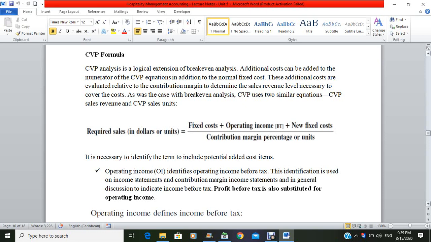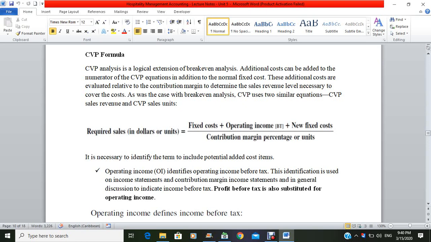It says that CVP analysis is a logical extension of break-even analysis. Additional costs can be added to the numerator of the CVP equations in addition to normal fixed costs. These additional costs are evaluated relative to the contribution margin to determine the sales revenue level necessary to cover the costs. As was the case with break-even analysis, CVP uses two similar equations. You calculate for sales revenue, and you calculate for sales units. So you calculate for dollars, which is revenue, and for units.